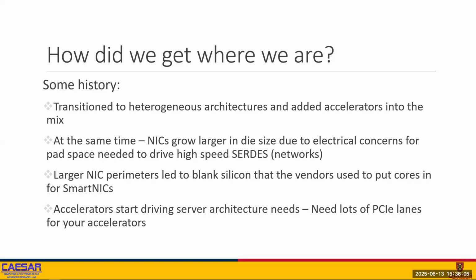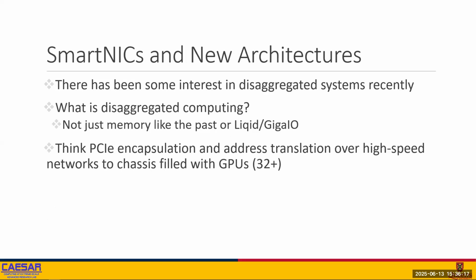And at the same time, we've also got accelerators really driving your server architecture needs. How many GPUs can you cram into a system at once? We've got lots of different stuff happening all at the same time in this space, right? There's also been some interest in disaggregated systems recently. What is a disaggregated system, and what do I mean by it in this way? What I mean is these are the people that are not buying NVL72 racks from NVIDIA and paying 3 million bucks for them, right? What they're doing is they're buying these things that are called chassis that have a whole bunch of PCIe slots in them. And you can pretty much plug and play whatever you want into those slots.